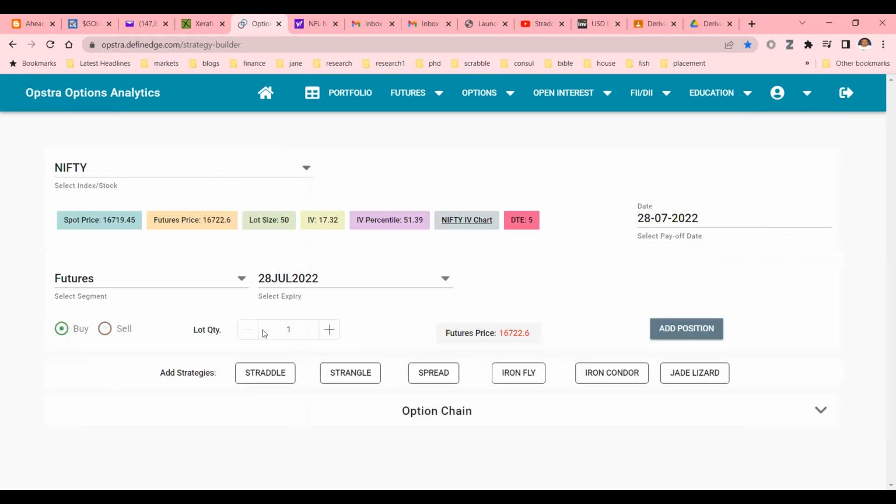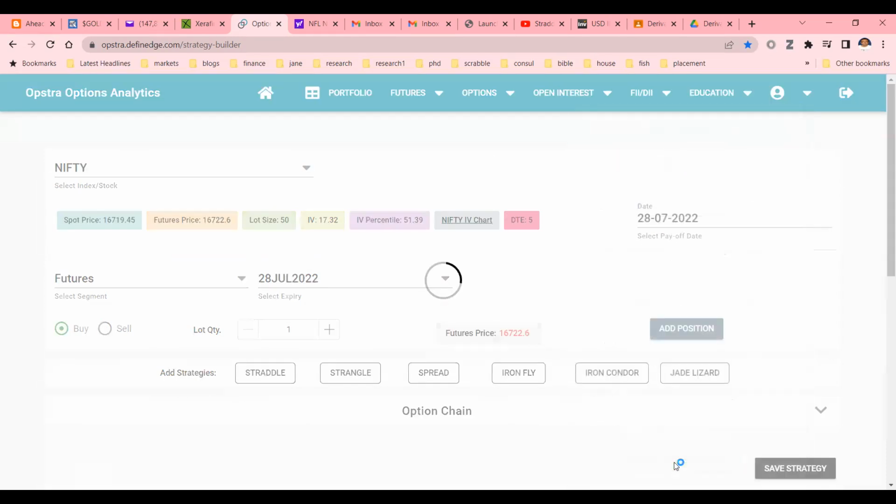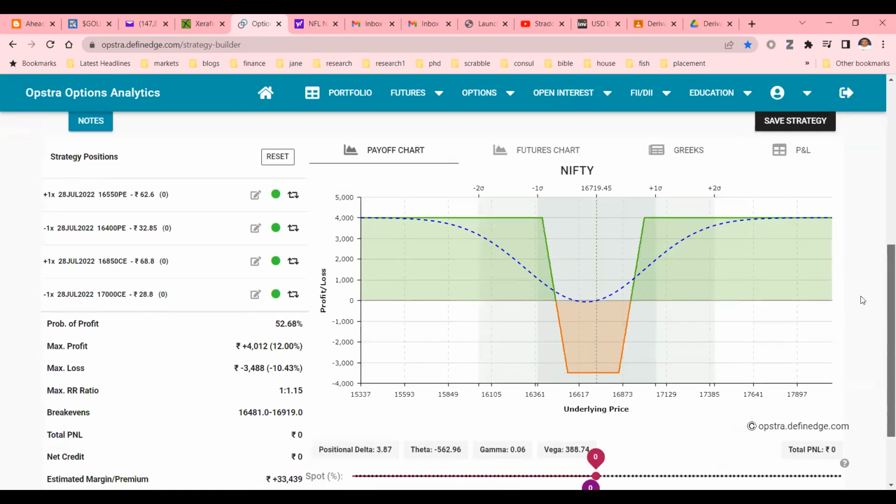Now let's say I want to do this. So I say long. You'll see the probability of success is very, very low. No, actually the probability of profit is higher here. Okay, interesting. I thought it would be the other way around. Okay, so you're doing the reverse.